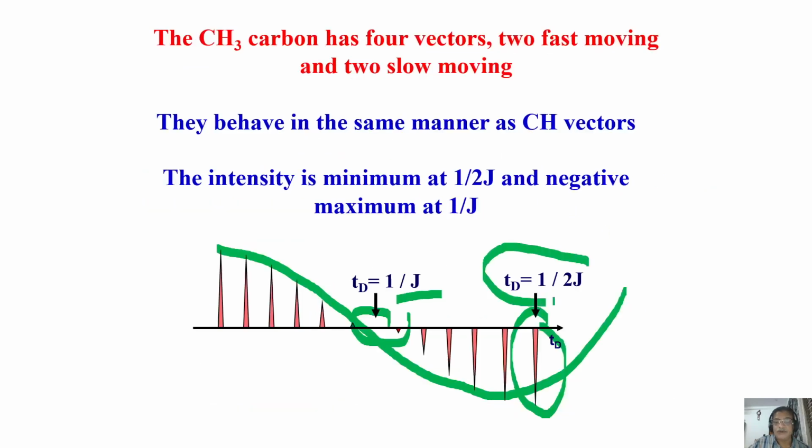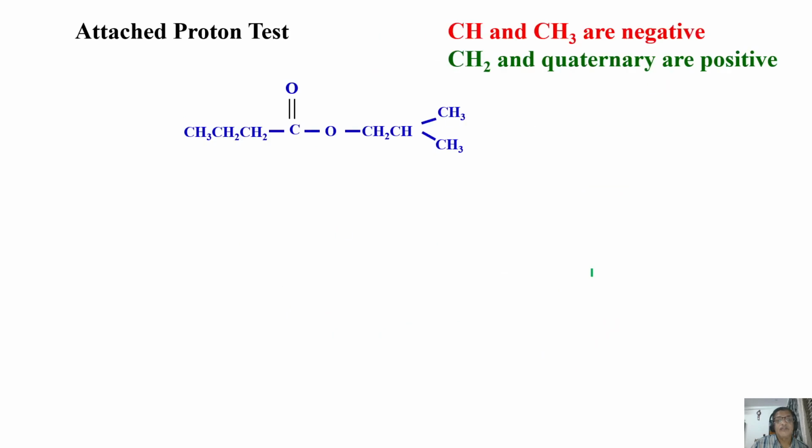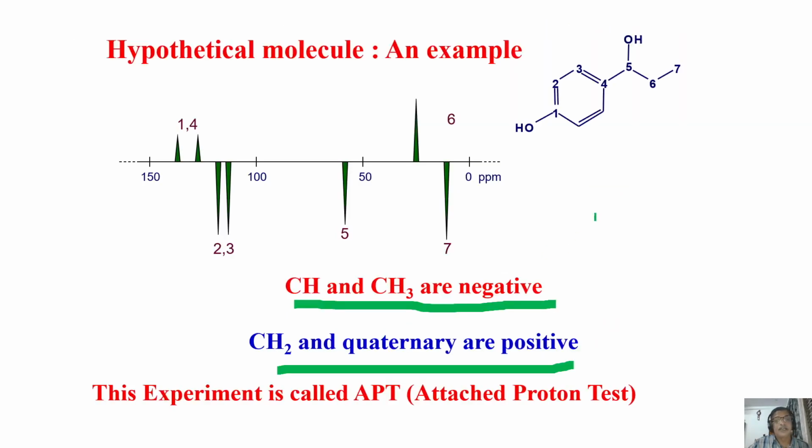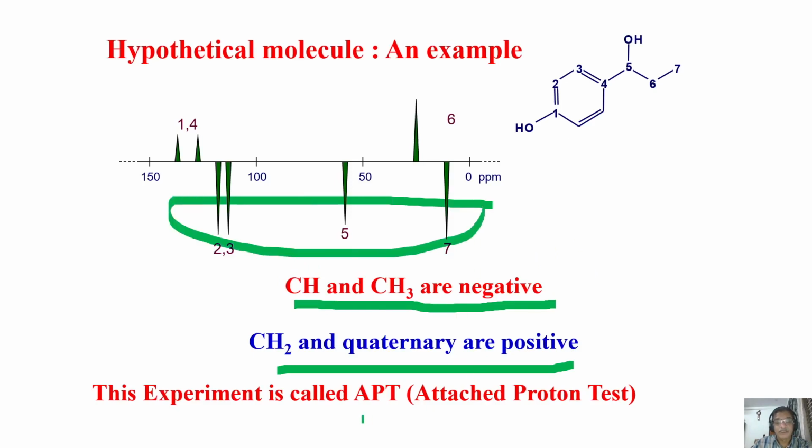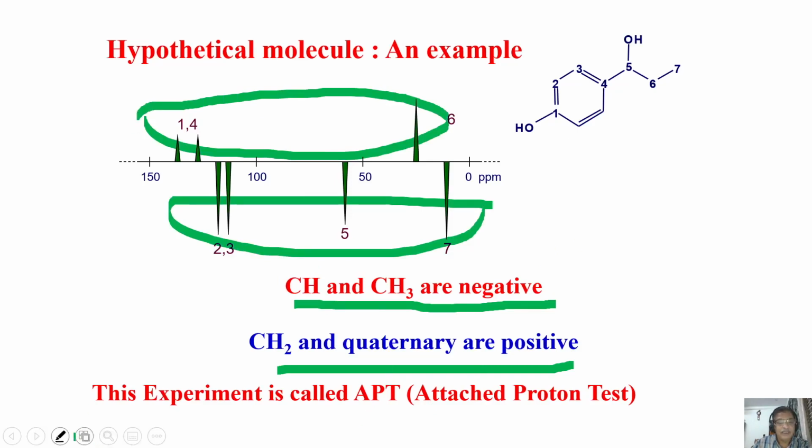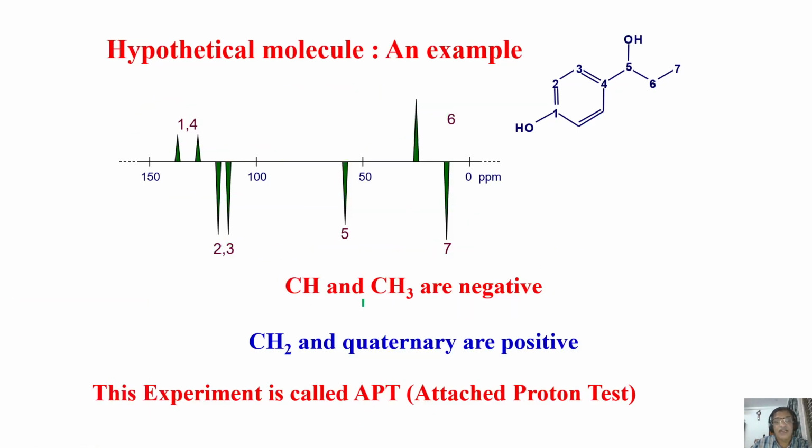Here, we consider exactly 1 over 2J. What happens? If you go to 1 over 2J, you see that CH and CH3 are negative. CH2 and quaternary carbons are positive. What it means is the carbons which are attached to an odd number of protons have one sign, the signal intensity is negative. Carbons which are attached to an even number of protons, or quaternary, have the other sign. They are positive. Of course, positive and negative is my convention.